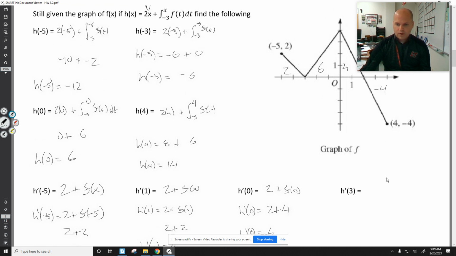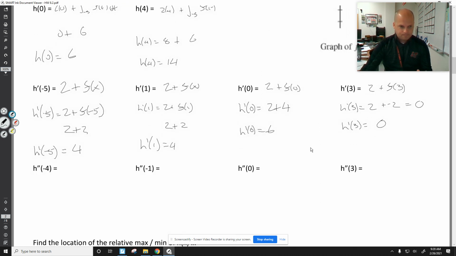H prime of 3 is 2 plus f of 3. I need to find what f of 3 is, so I apply the slope, down 2 over 1. Oh my goodness, that's when h prime is 0 at 3. But that's not where we have a 0. This is what makes things complicated, and I'll show you when we do the relative maxes and mins and stuff like that.